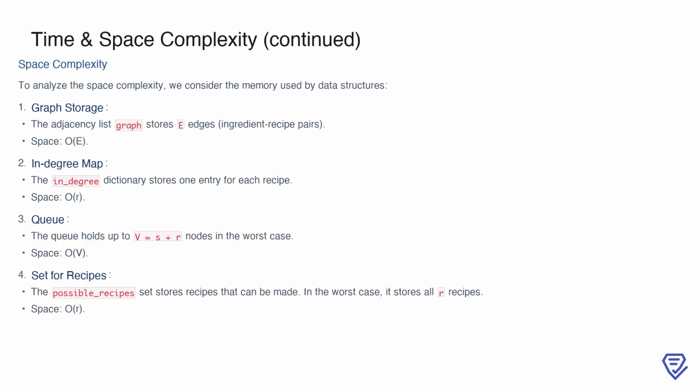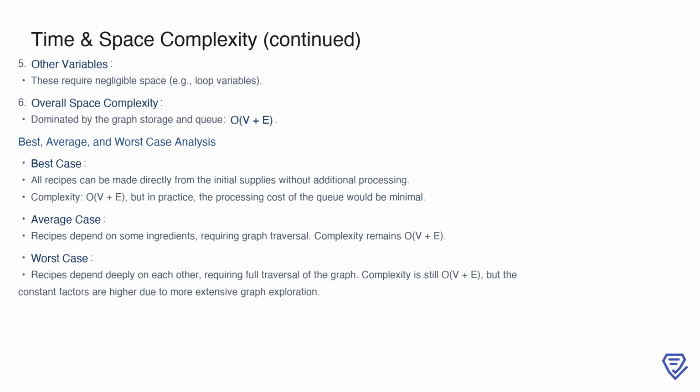Additionally, the set used to store possible recipes has a space requirement of O(R), as it contains at most all the recipes. Altogether, these components dominate the space usage, leading to an overall space complexity of O(V + E). We also consider additional memory usage. Temporary variables and loop counters require negligible space, so they don't significantly impact the overall complexity. Thus, the dominant space usage comes from the graph and the queue, confirming that the total space complexity is O(V + E).